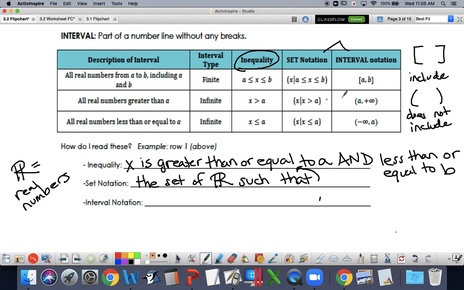So the way that I say this particular notation here out loud is I say all real numbers from A to B, including A and B.